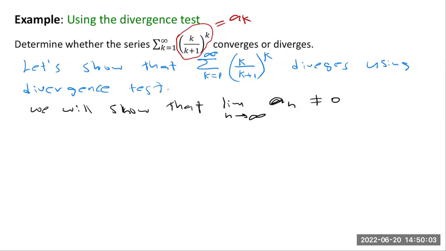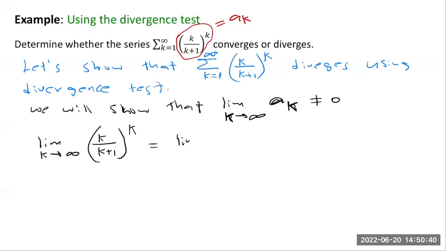All right. How do we show that this limit does not equal 0? Maybe we will write k here, instead of n, let me write k. We need to show that the limit as k goes to infinity of ak is not equal to 0. Well, let's deal with our ak. First of all, we need to calculate the limit as k goes to infinity of ak. My ak is, of course, k over k plus 1, the whole thing to the power k, right?